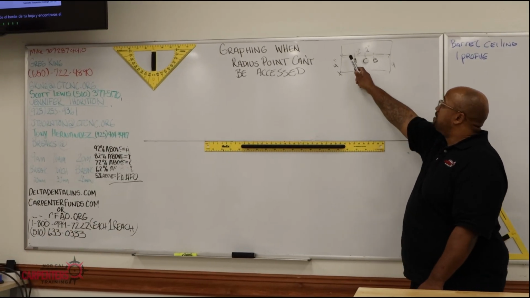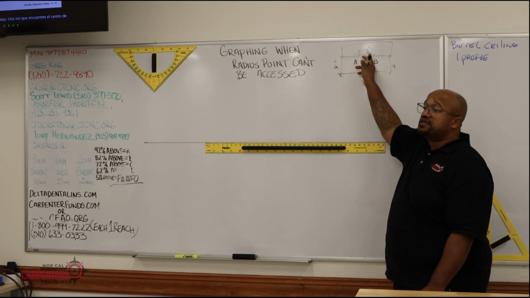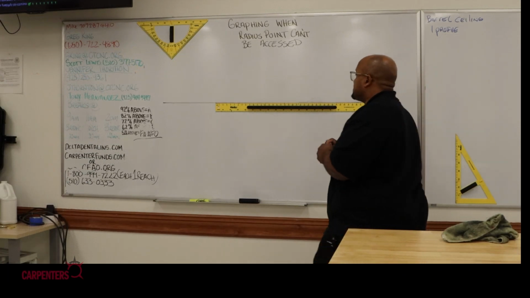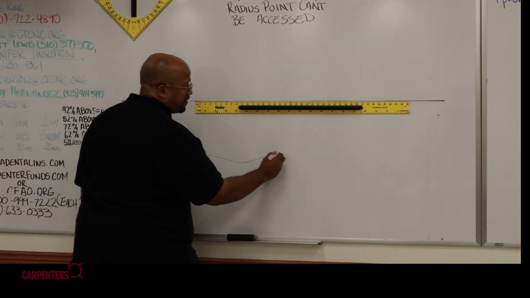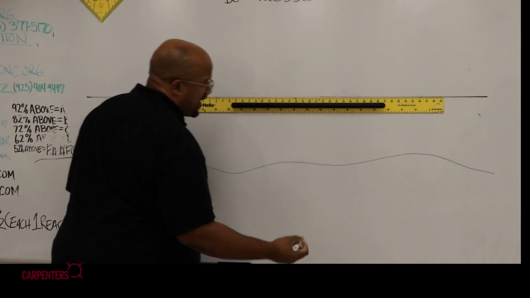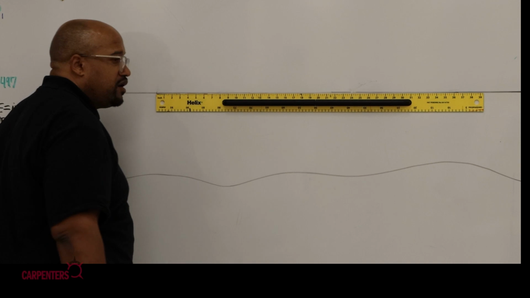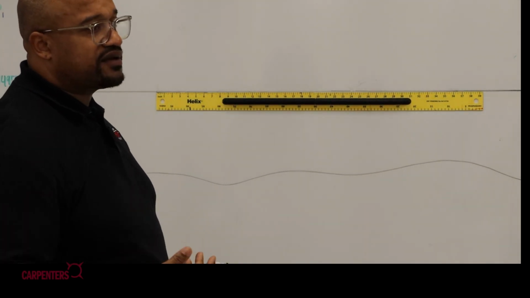Once you find the center of your actual sheet, then you will measure over 2 inches in both directions. We understood? Now we're acting as if we're in the field. So we're going to say that this is the edge of the building here. Our radius point, unfortunately, is here. We can't achieve it. So what we have to do now is called graphing, okay?